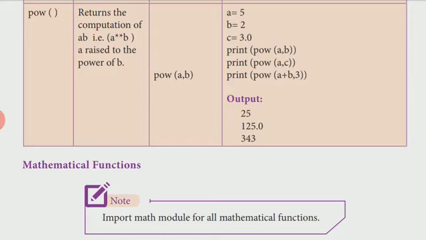See here, the example they gave: a equal to 5, b equal to 2, c equal to 3.0. Here print power of a comma b, so a raised to b, 5 squared, it will give 25. Then print power of a comma c. So a is 5, c equal to 3.0, which will give 125.0. Then print power of a plus b comma 3, that is a plus b is 7, so 7 raised to 3 is 343. Like this we can use the power function.